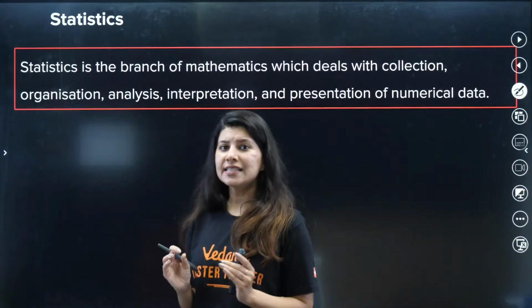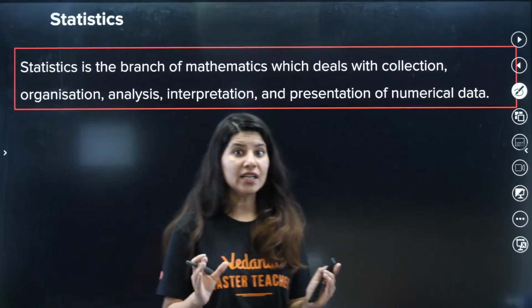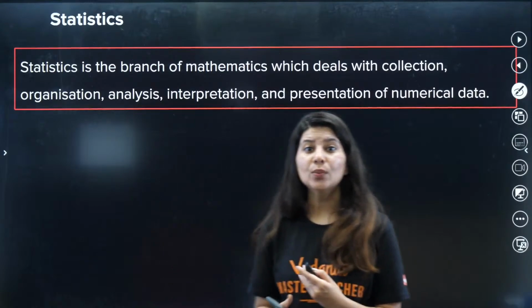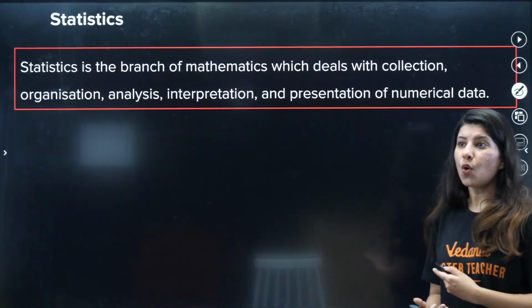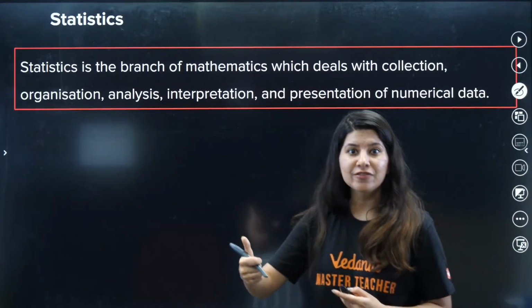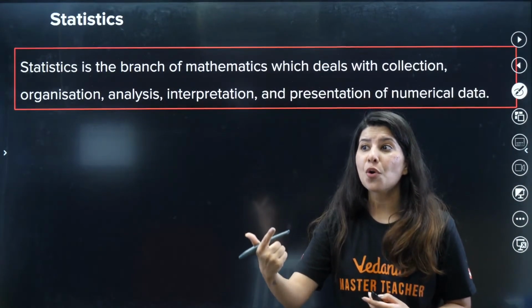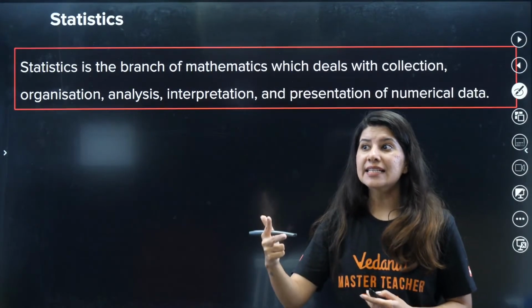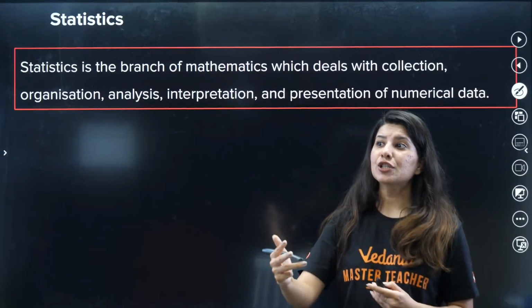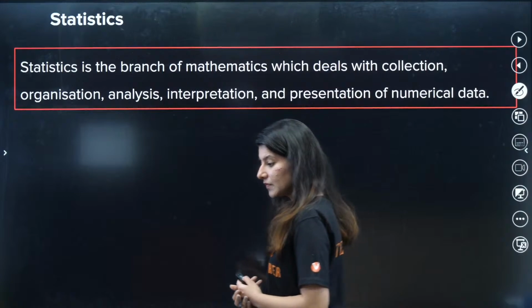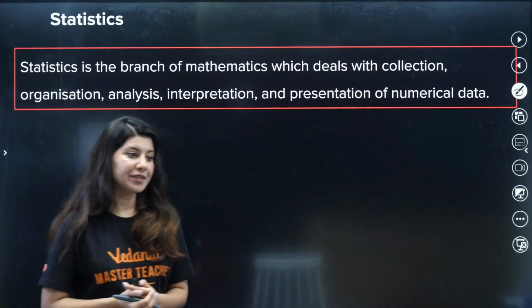Statistics is a very important branch of mathematics which deals with data. Statistics always deals with data, right? So collection of data, organization of data, analysis of the data, interpretation of the data, and presentation of numerical data are all important. Are you getting my point?